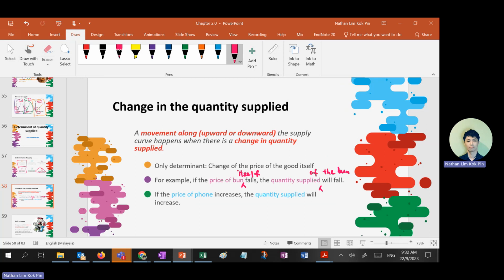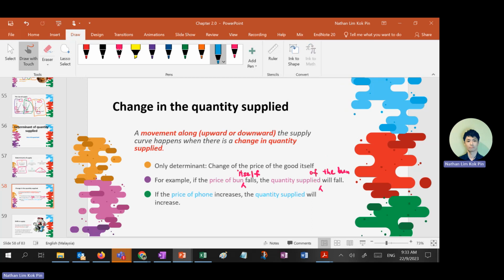It cannot be that one is a hot cross bun and another one is, I don't know, some other type of bun. It cannot be one is a hot cross bun and another one is a donut. A hot cross bun must be a hot cross bun, a donut must be a donut. Then only you can use the price of the good itself, and then only you can use quantity supplied.